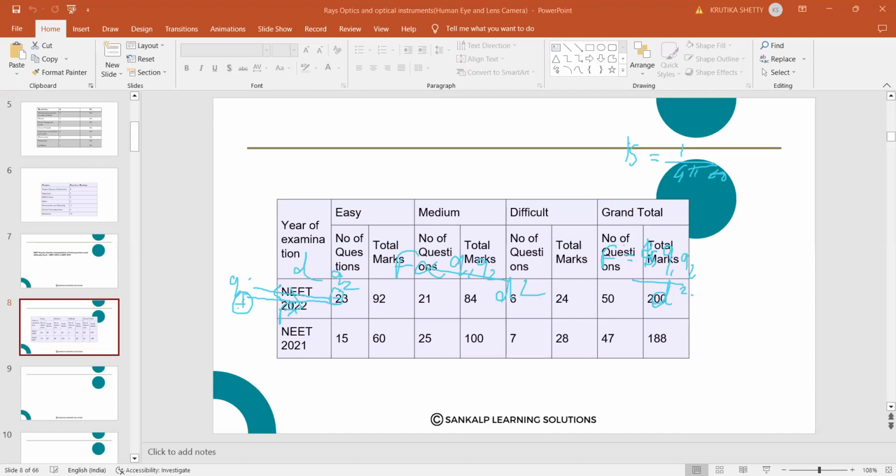Where this epsilon naught is called permittivity. So K is a constant. Q1 and Q2 are the charges. D is the distance between them. Okay. So this is regarding the Coulombs law. The expression for that, again in the next slide, we have the expression for the Coulombs law. So you can go through this slide.